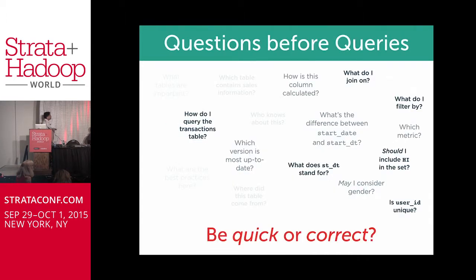So going back to the questions before queries, there are a whole bunch of questions on what tables are important, which tables contain sales information, and so on. But the recommendations engine would be able to answer this subset of questions which are not grayed out. How do I query the transactions tables? What do I join on? These are all the questions when I'm actually building the query, where a query recommendation system should help.